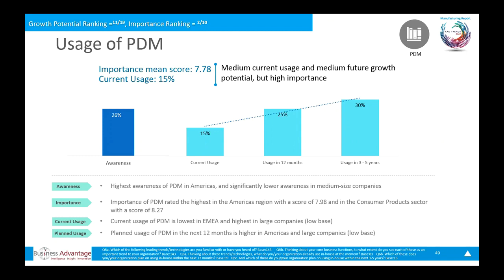Growth is planned to increase to 50% over the next 3 to 5 years. And planned usage over the next 12 months is anticipated in the Americas region and amongst large companies.